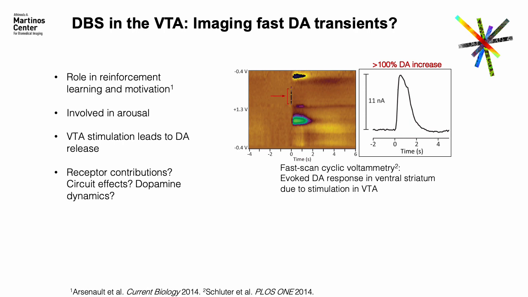We were interested in imaging fast dopamine transients, and so we looked at a model of deep brain stimulation in the VTA. This is a target that is known for its role in reinforcement learning and motivation. It's involved in arousal, and it has been shown that VTA stimulation leads to dopamine release. It's not known what the receptor contributions are, what the whole brain circuit effects are, and what dopamine dynamics look like over longer periods of time.